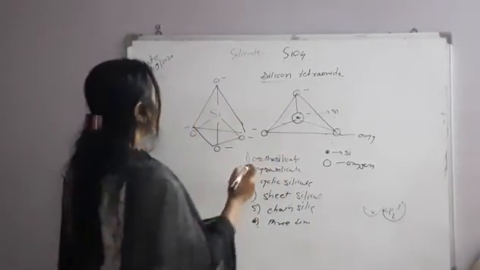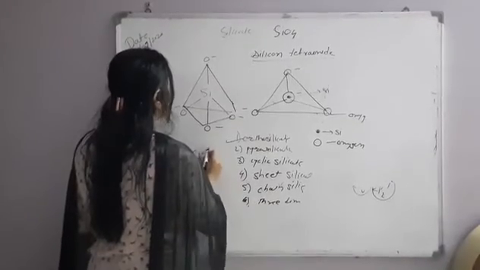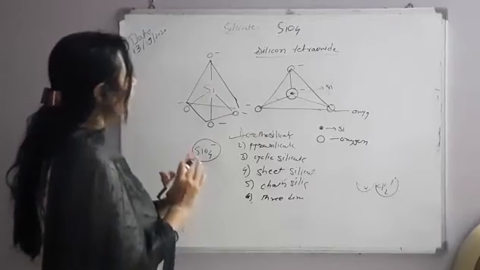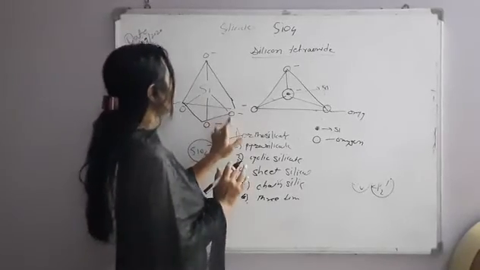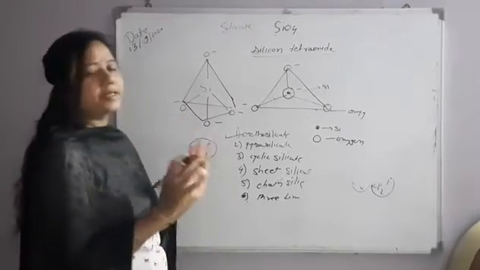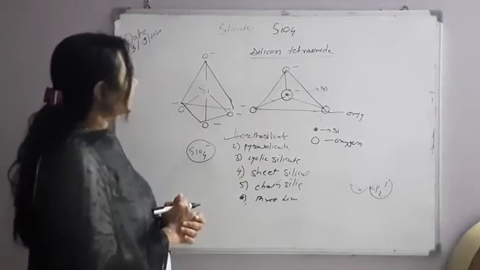This orthosilicate particularly contains the SiO4 minus unit, which does not share its oxygen atoms with another tetrahedron. It contains only the SiO4 minus ion. Such type of silicates is called orthosilicate.